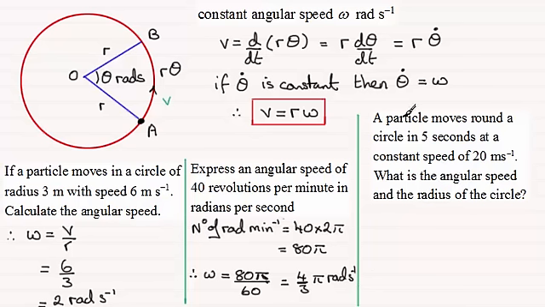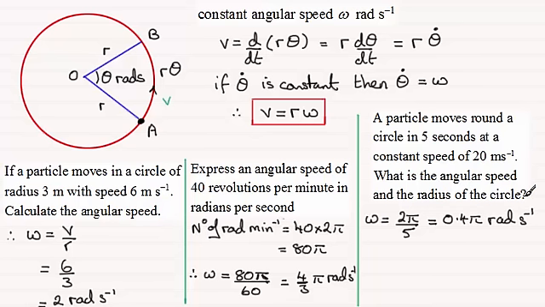And lastly, we've got a particle that moves round a circle in 5 seconds at a constant speed of 20 meters per second. The question is, what is the angular speed and the radius of the circle? Well, the angular speed is going to be given from this fact here. It moves round a circle in 5 seconds, so it does one revolution every 5 seconds. That's 2 pi radians for one revolution in 5 seconds. So if I divide 2 pi by 5, it's going to give me that angular speed, which is 0.4 pi radians per second.